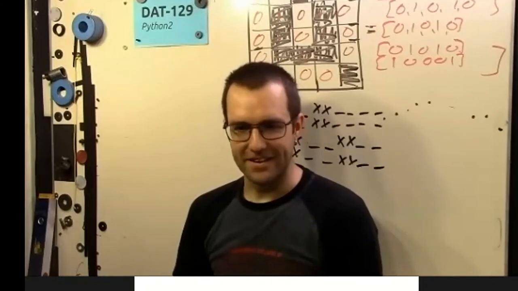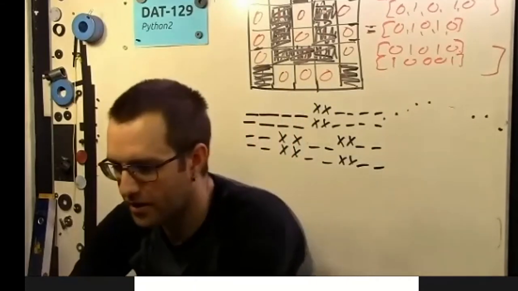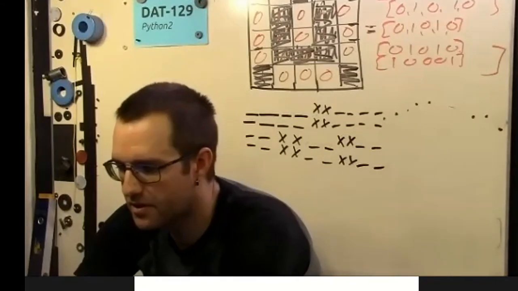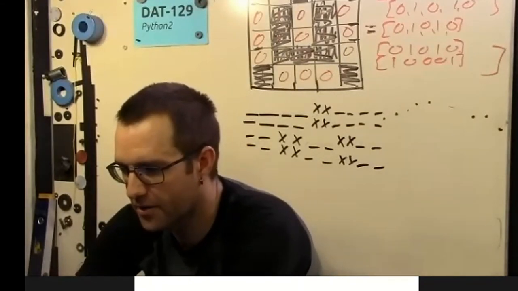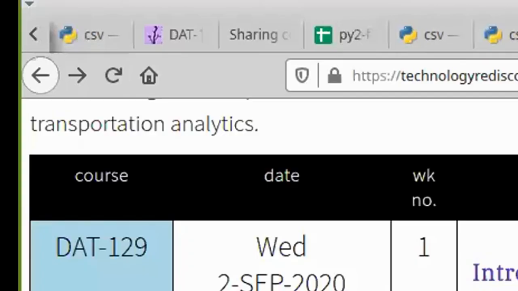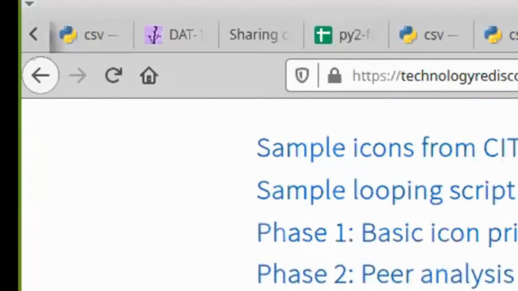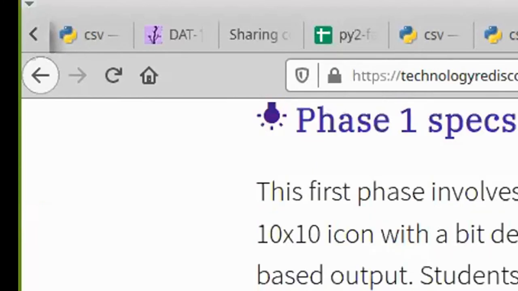Excuse me. Where is the link for the icon samples, please? It's at the very top of the module page for icon manipulation. So I'll show you here. Here's our schedule, icon manipulation module. It's also the same link as this. And then there's sample icons, sample looping script, and then a link down to these two areas. All right, thank you. Yep.